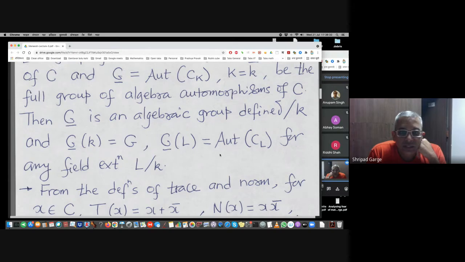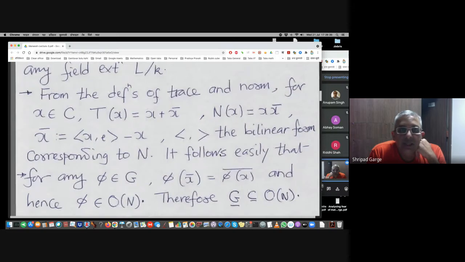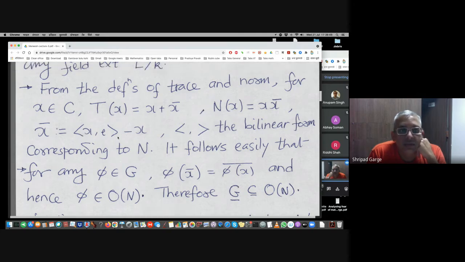From the definitions of trace and norm, we have, so this is the composition algebra trace, which is x plus x bar, and norm is x x bar. This also happens to be the bilinear form obtained from the norm form: (x, e) equals the trace of x, minus x.